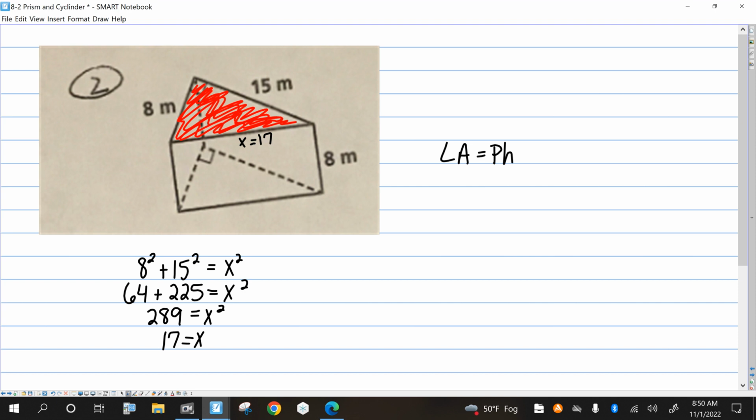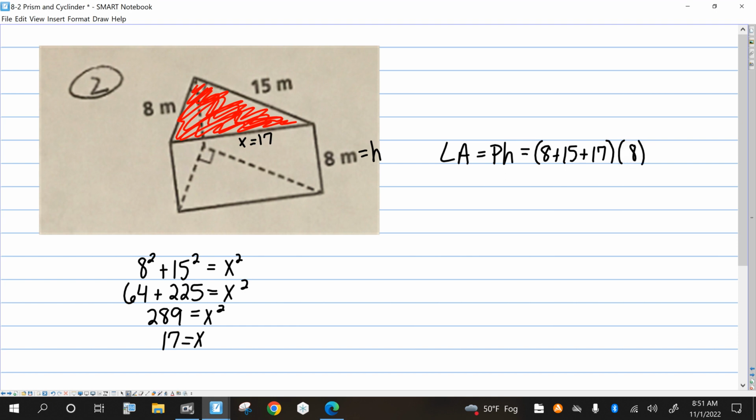There's probably a lot of setting up the Pythagorean theorem in this unit, especially if you're missing a side, and you're going to see a lot more right triangles. So the perimeter of our base is 8 plus 15 plus 17. And what is the height of our prism? It is 8.